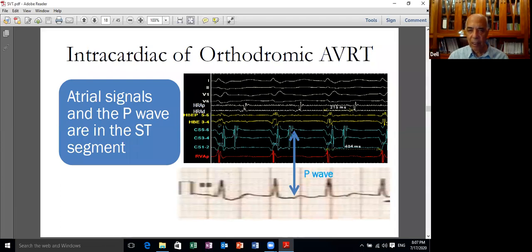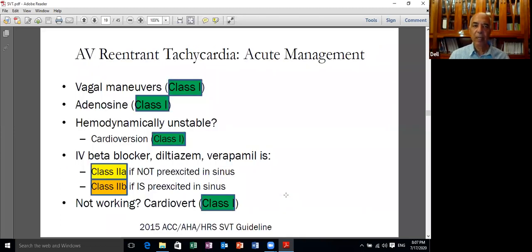And as you see here, the P wave corresponds to the ST segment here, and is located away from the QRS complex by more than 70 milliseconds. So this supports the impression from the electrocardiogram by electrophysiologic study. Simple, straightforward, and very informative.